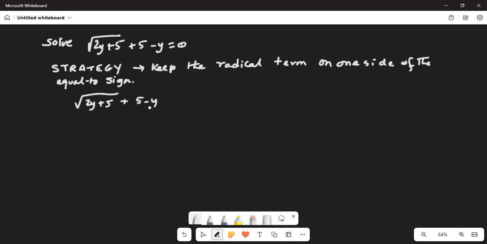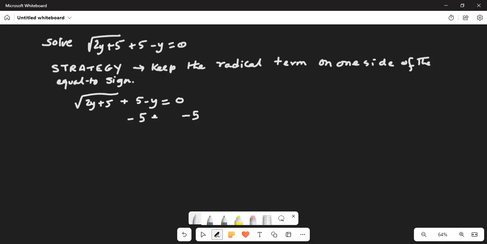minus y equal to 0. Okay, so I will keep square root of 2y plus 5 on the left-hand side of the equation. So I will remove the 5 and y from the left-hand side to the right-hand side. How do I do that? I do the opposite operation, plus 5. So I'll subtract 5 on both sides of the equation.